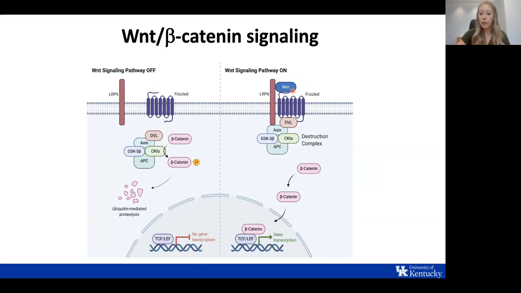With Wnt ligand present, binding to its co-receptor LRP6 and Frizzled, this tethers the destruction complex to the membrane, allowing beta-catenin's accumulation, translocation to the nucleus, and Wnt target gene transcription. And these genes are important in cell proliferation, stem cell fate, etc.